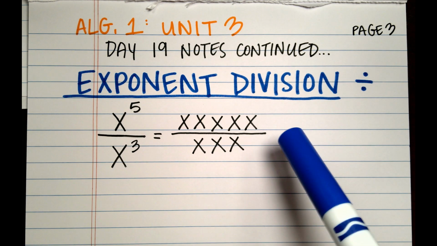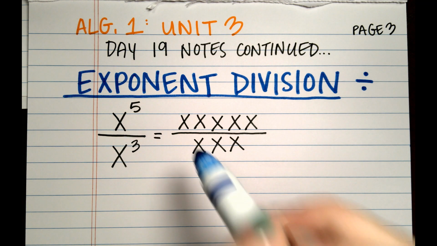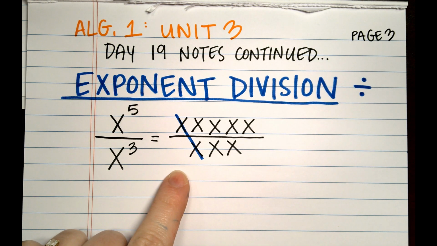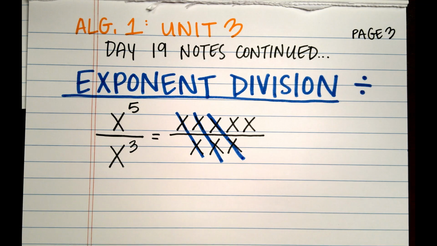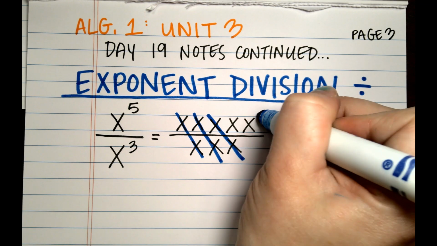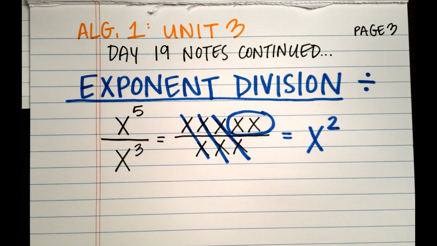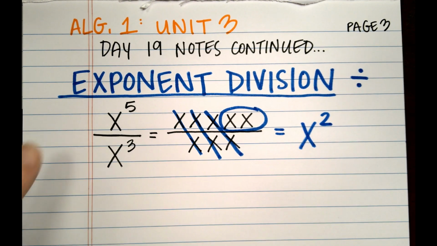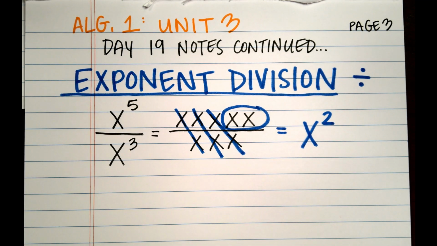You know how whenever we are solving equations, if I have a number over the same number, it cancels? The same thing works for variables. I can cancel these x's, they have a pair. I can cancel these x's, they have a pair. I can cancel these x's. I have 2 x's left, so my answer is x to the 2nd power. They cancel out. Yes, we're subtracting. You can also say 5 minus 3 is 2. I think it's really cool.